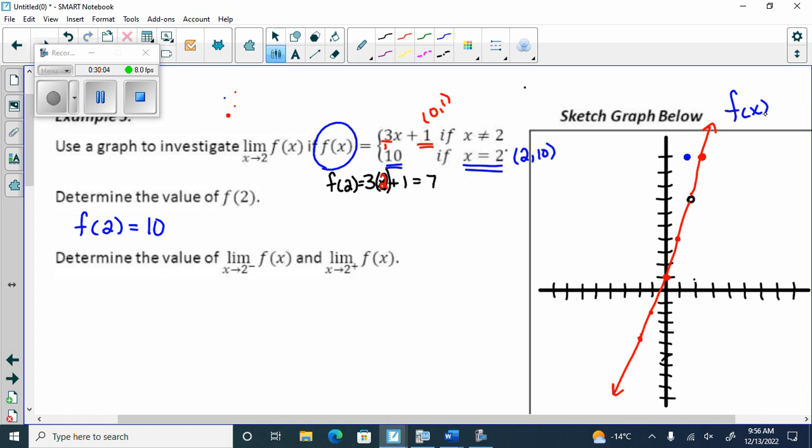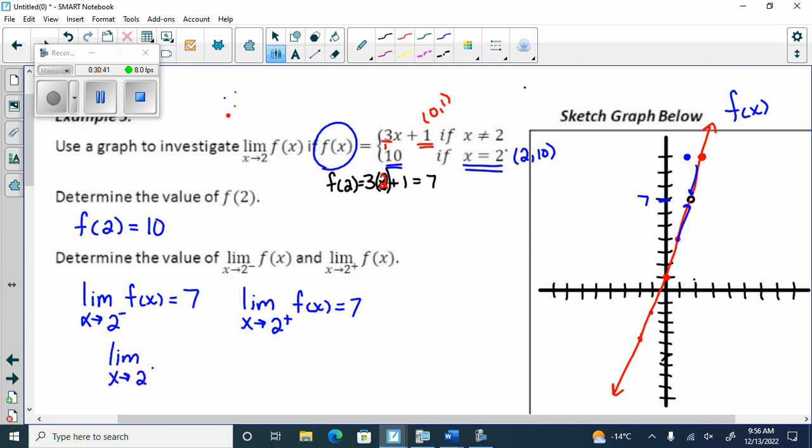But guess what? This is often on a non-calculator section. You don't need a calculator for this. Now it wants the limit as x approaches 2 from the left. What would it be? From the left, it's approaching 7, yeah. And then the limit as x approaches 2 from the right. Also 7. From the left, it's approaching 7. From the right, it's approaching 7, right? Here's 7. So what can we say about the limit as x approaches 2? It's 7, because they're the same.